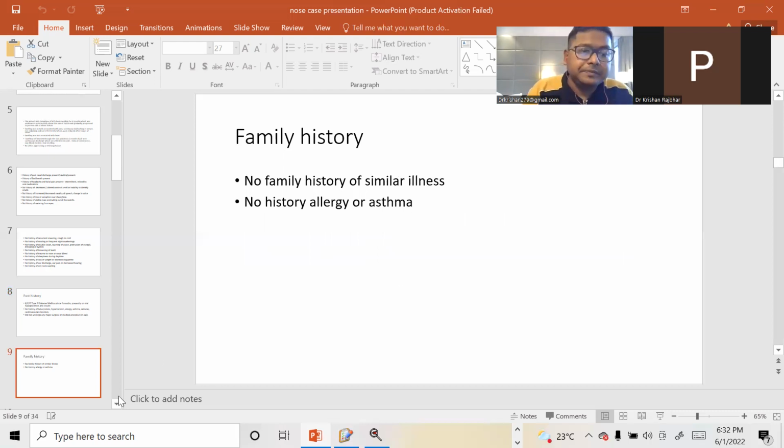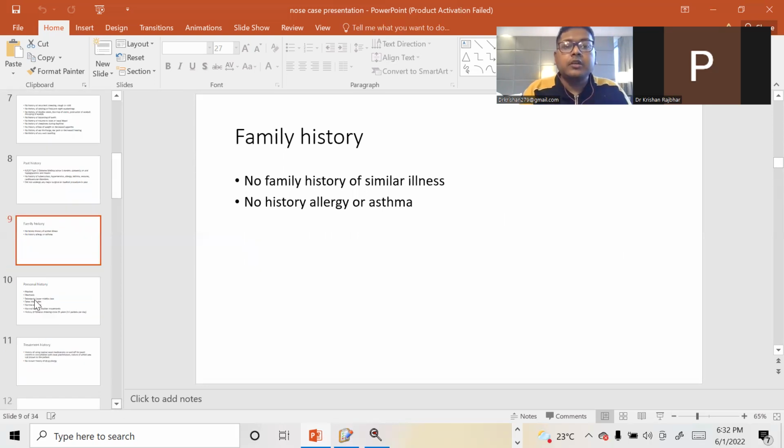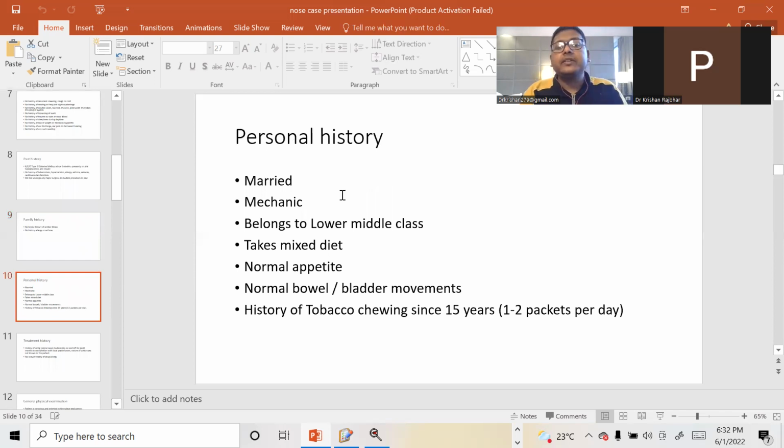Coming to the family history, there is no family history of severe illness, no history of allergy or asthma. Coming to the personal history, patient is married, mechanic by occupation, belongs to lower middle class. Always mention here the class as per the modified Kuppuswamy scale that we used to read in PSM.